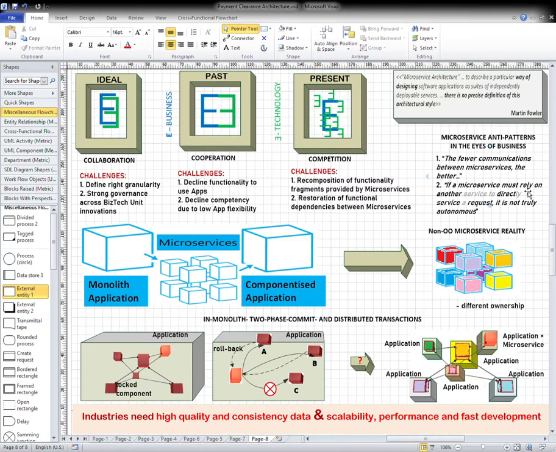In the following parts of this presentation we'll discuss how to build such reliable distributed transactions across microservices. But for today, that's all.